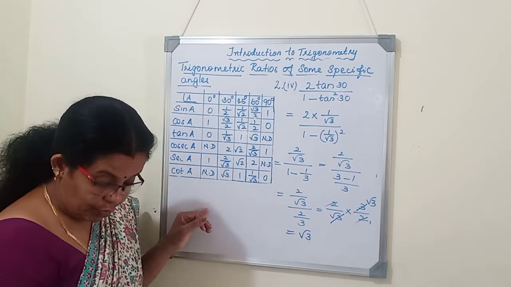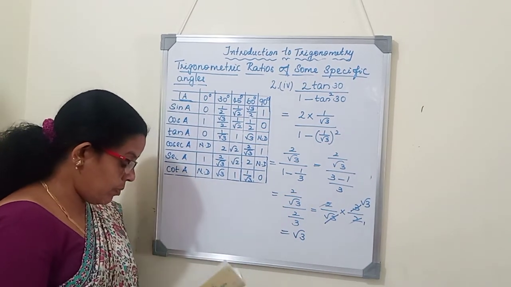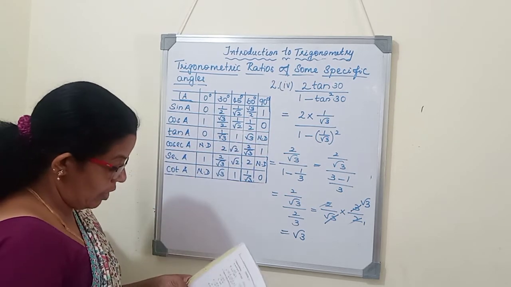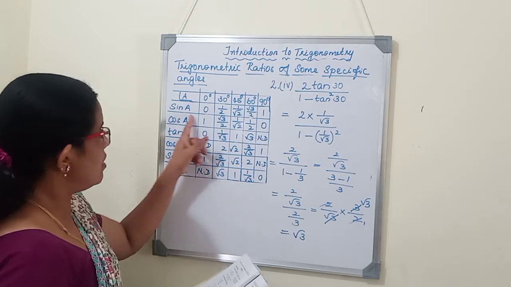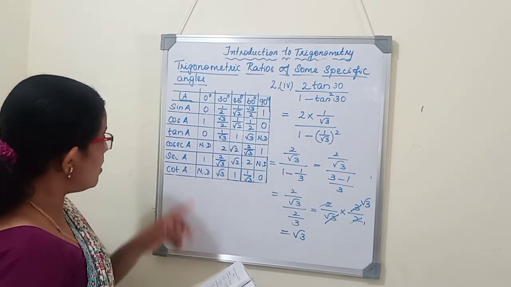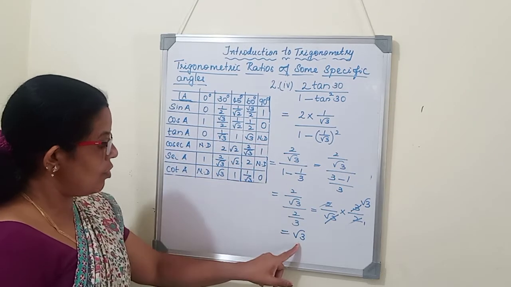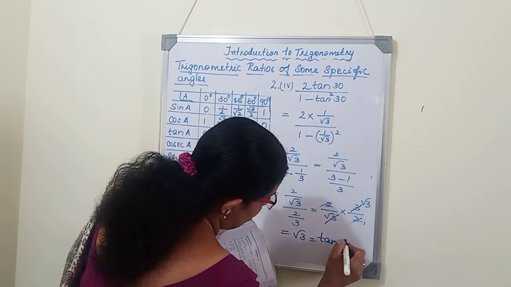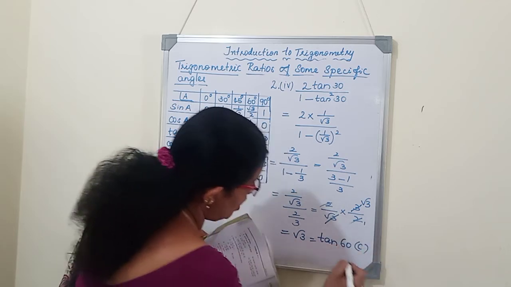So now we will see the options. The options are cos 60. Cos 60 is 1 by 2. It is not correct. Next sin 60. Sin 60 is root 3 by 2. That is also not correct. Next one is tan 60. Tan 60 is root 3. So the answer is option C. Tan 60, option C is correct.